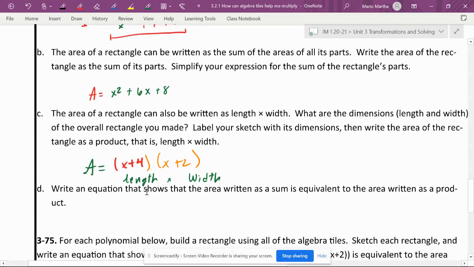And then write an equation that shows that the area written as a sum is equivalent to the area written as a product. So now all we have to do, right? So both of these are equal to the same thing. That means we can set them equal to each other as well. And that's very important, right? So x plus 4 times x plus 2 equals x squared plus 6x plus 8.